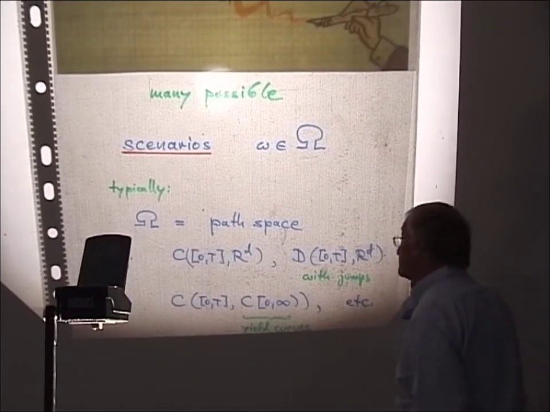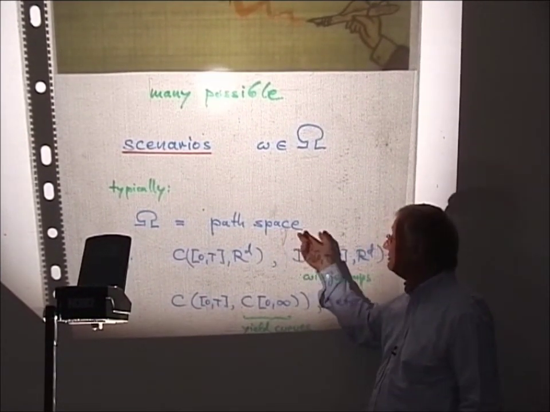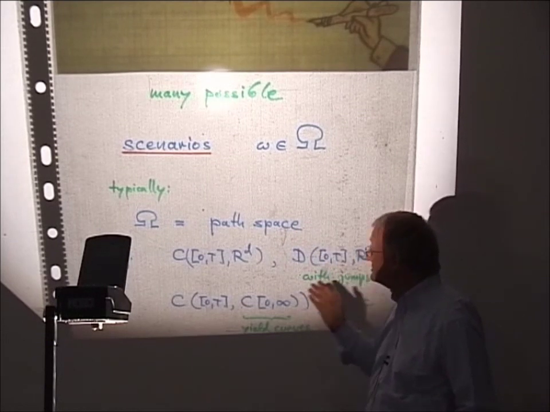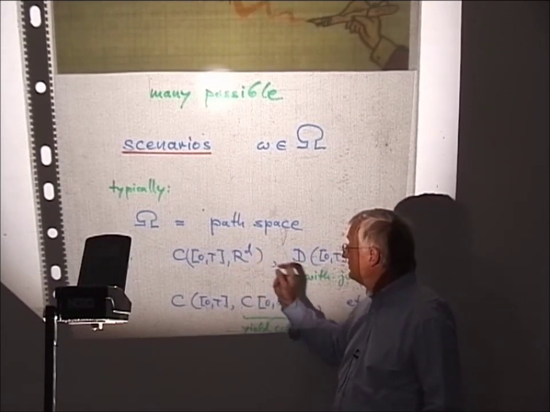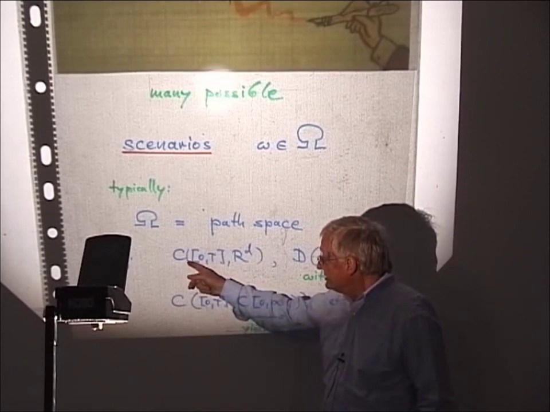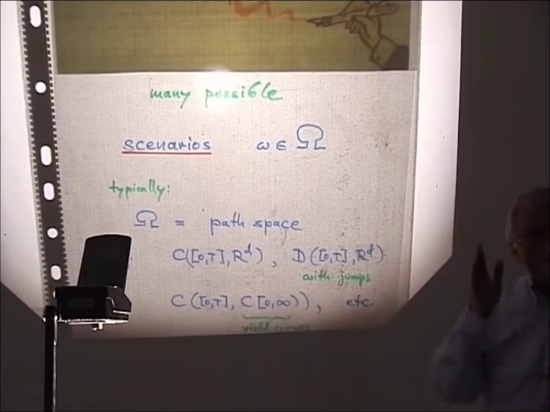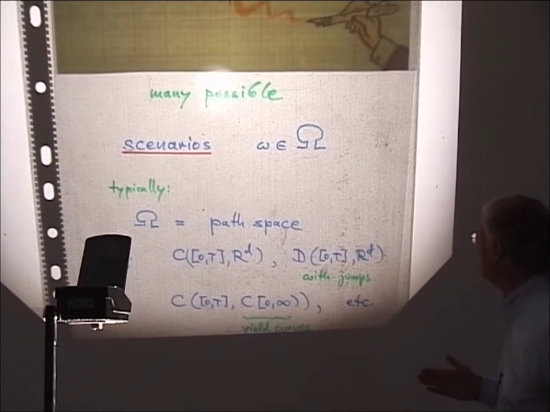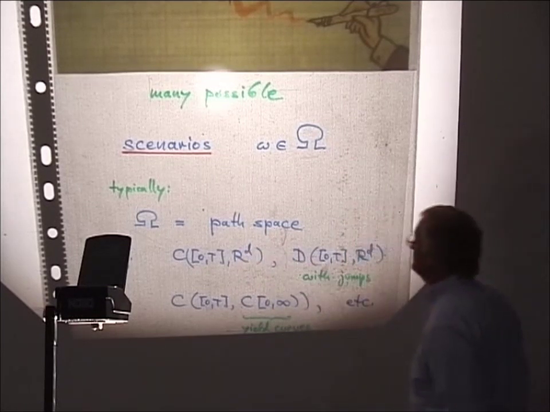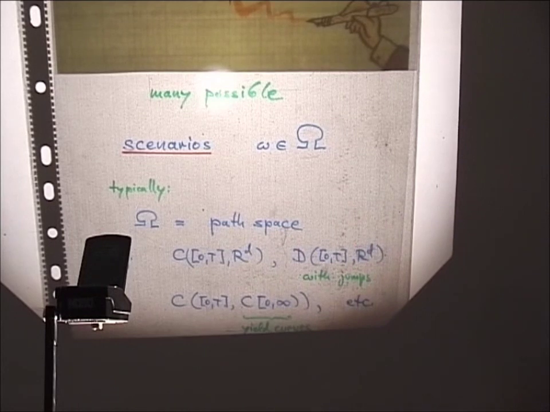And as the picture suggests, omega will typically be a path space. For example, if you are tracking D financial assets, you could take the space of all continuous curves over a time interval, big T will be our horizon, with values in R^D, or rather R^D_+.